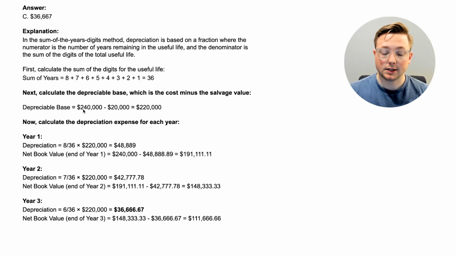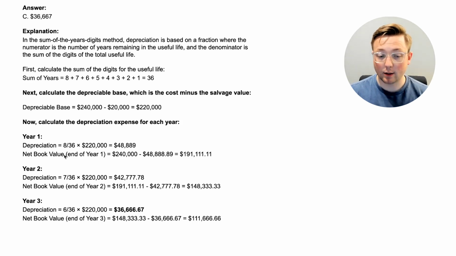Depreciable base is the $240,000 less the salvage value of $20,000. So you do take the salvage value into account with this method. So $220,000. You multiply $220,000 by, again, the remaining useful years left over that 36, which is the sum of the years, 8 all the way down to 1. So 8 divided by 36 multiplied by 220,000 gives you $48,889, rounded, of depreciation for year 1.